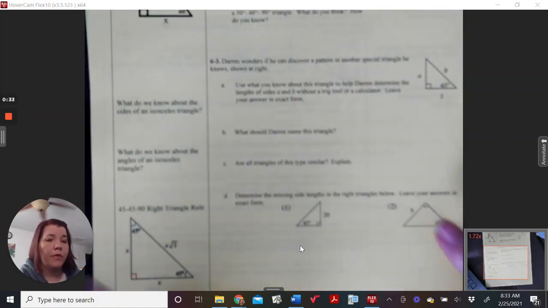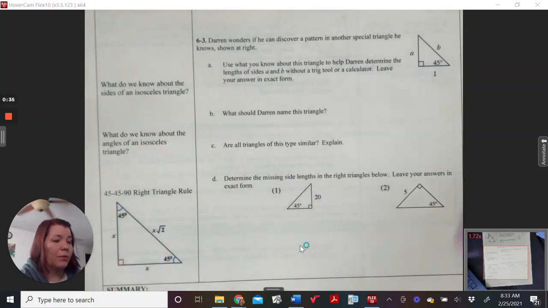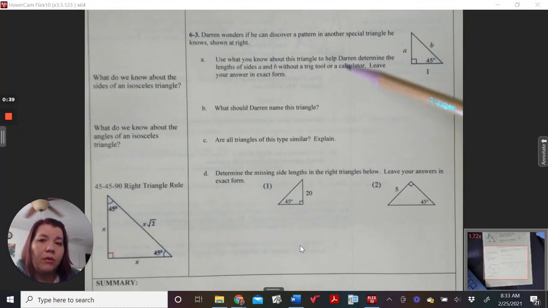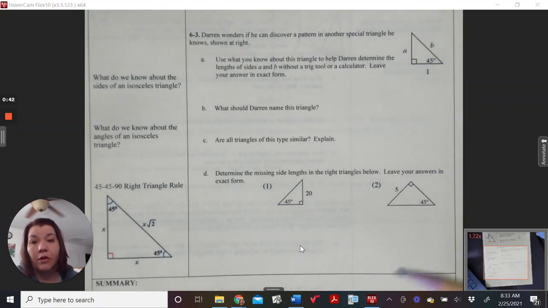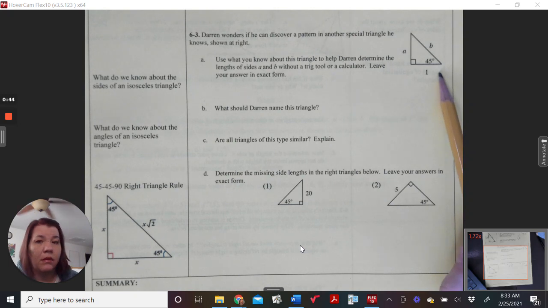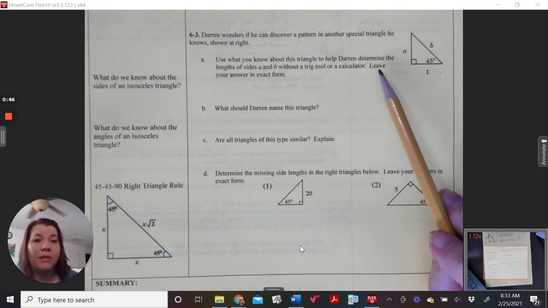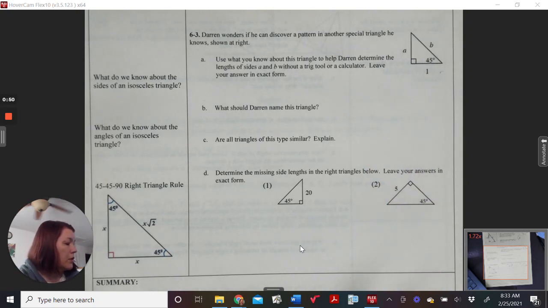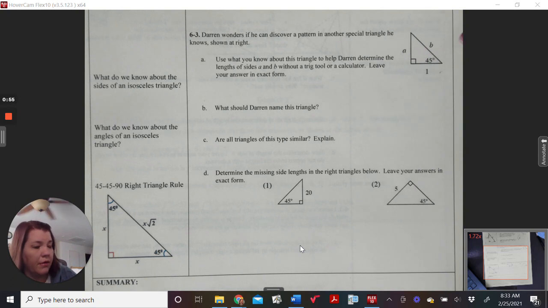Okay, so we're going to learn about a different kind of special right triangle today in this video. So Darren wonders if he can discover a pattern in another special right triangle, shown at the right. Use what you know about this triangle to help Darren determine the lengths and sides of A and B without a trig tool or a calculator. So the first thing I'm going to do is just take a look. It's got an angle of 90 degrees right here and an angle of 45.